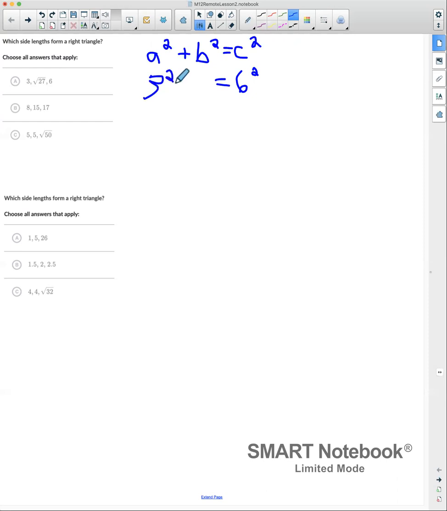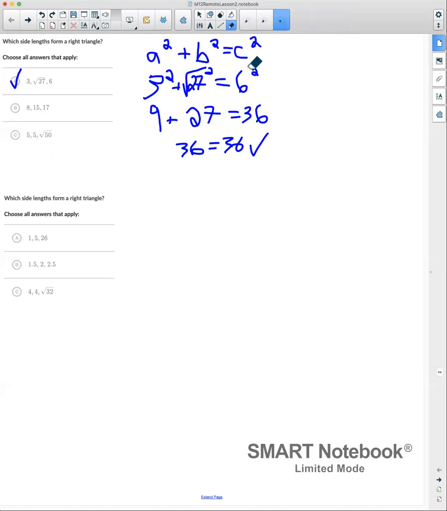So 3 squared plus radical 27 squared. 3 squared is 9. Radical 27 squared is just 27. 9 plus 27 is 36. Is 36 equal to 36? Good. So this forms a right triangle. Now we have to try the other ones.